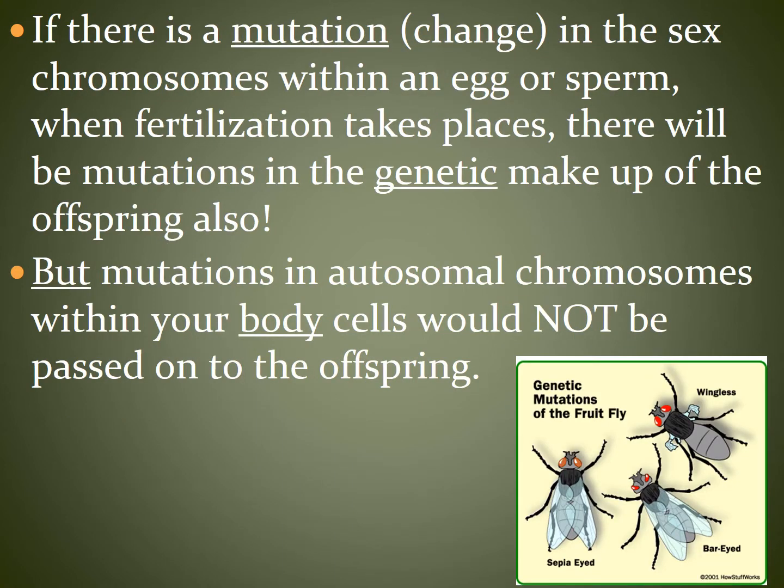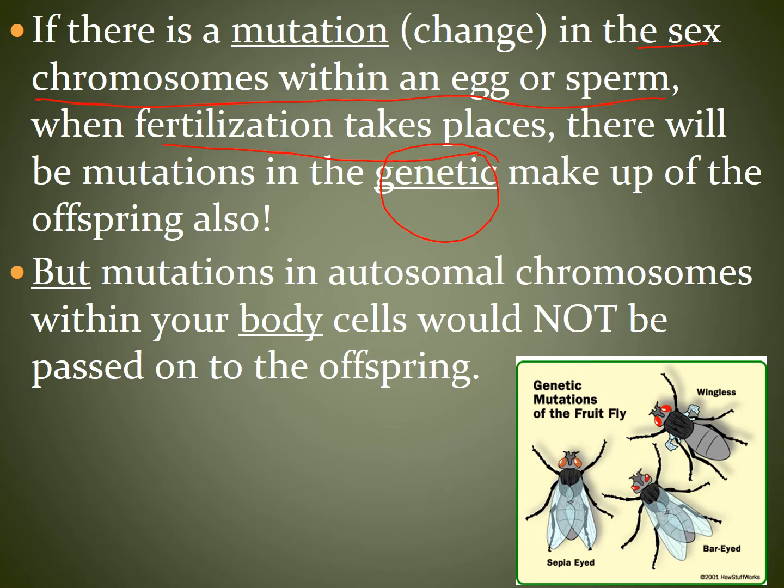So, if there's a mutation change in the sex chromosomes within an egg or sperm, when fertilization takes place, there will be mutations in the genetic makeup of the offspring too. Now, we're actually going to go into this later, about more different mutations that do occur, that are going to show up inside of your children.